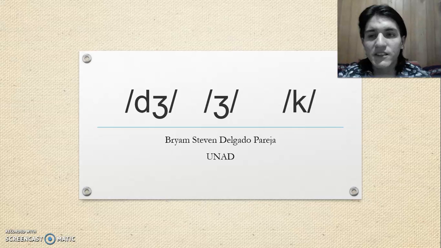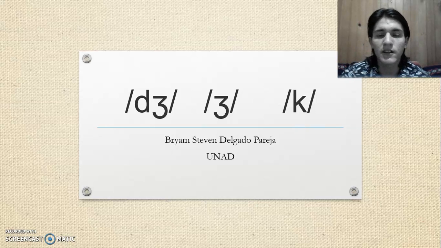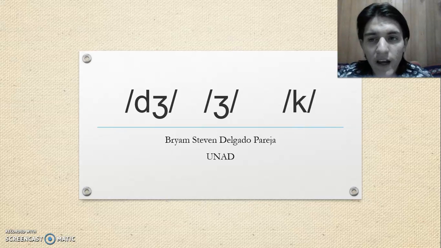I am studying a bachelor's degree in English as a foreign language at UNAD, and today I am going to explain these three IPA consonant sounds. Well, there are ja, z, and ka.